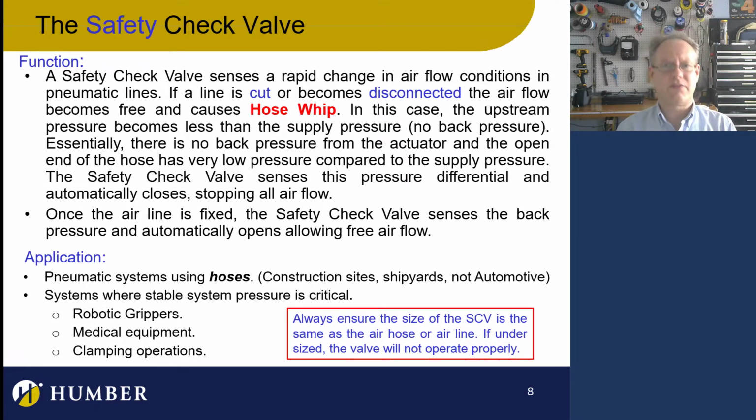There are lots of different kinds of safety check valve applications, and one is essentially to deal with hose whip. So wherever in an industrial application we're using a hose, it's always good to put a safety check valve on that hose, just in case whatever is connected to the hose either completely disconnects or the hose breaks. You'll see that in construction sites and shipyards, not so much in automotive, because cars don't really have open hoses, and if they do, they're internal, and they're going to flip around inside the engine compartment or under the dashboard, and it really doesn't matter.